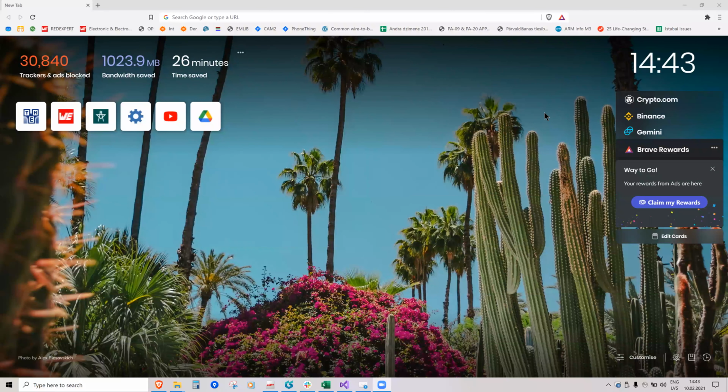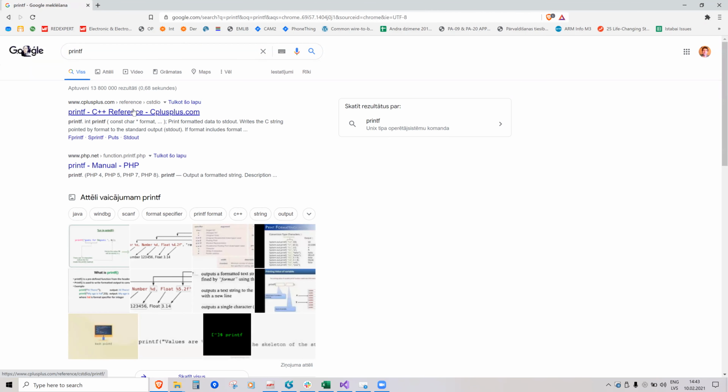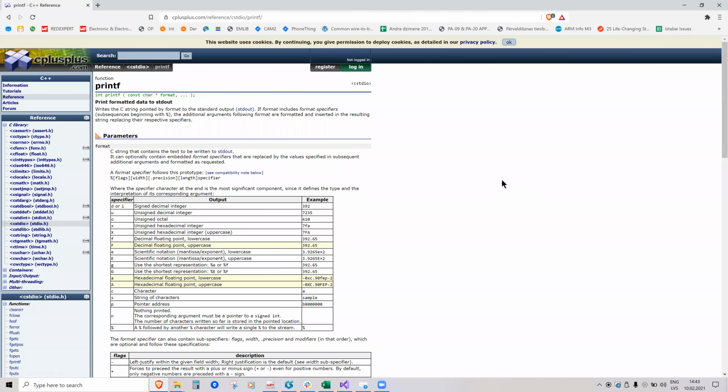So I will share my screen and let's check out. So the most common way for a computer to speak to us from the code is using the printf function. So have you used printf in your life? Yes, sir.